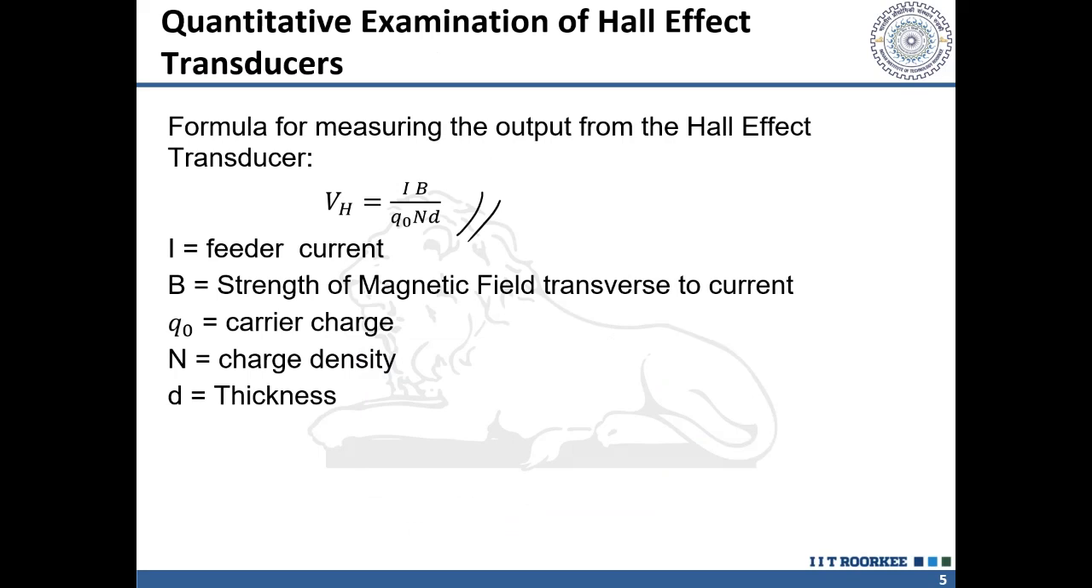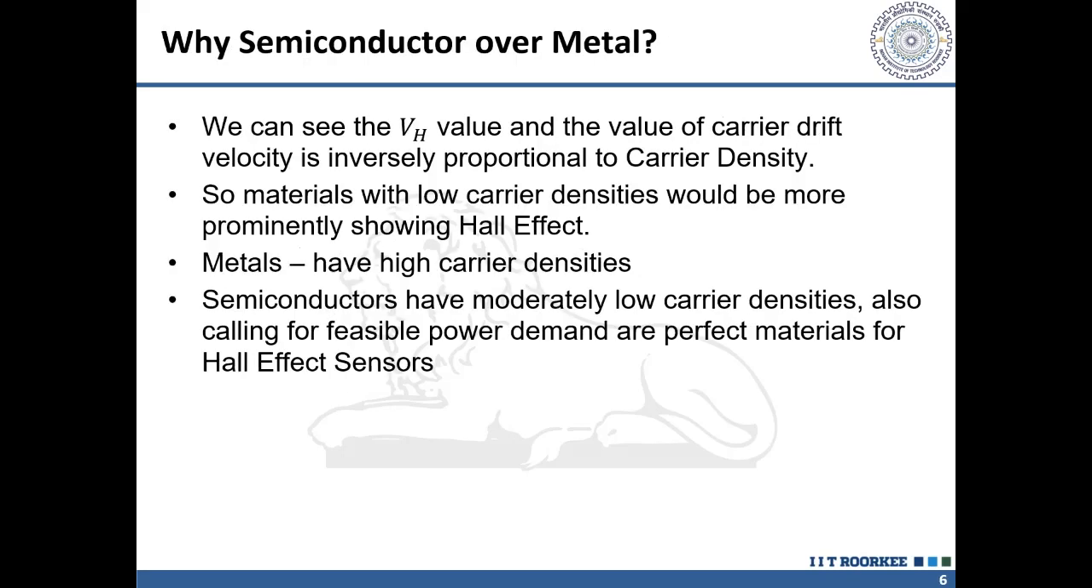This formula here is just how we derived it before. I is the feeder current, the current that is being fed to the Hall sensor from outside. B is the strength of the magnetic field transverse to the current. Q0 is the carrier charge value, the magnitude of the charge, and n is the carrier charge density. N is a very important value, as we'll see in the next slide. D is the thickness of the slab, or any sample that we are considering for measuring the Hall voltage.